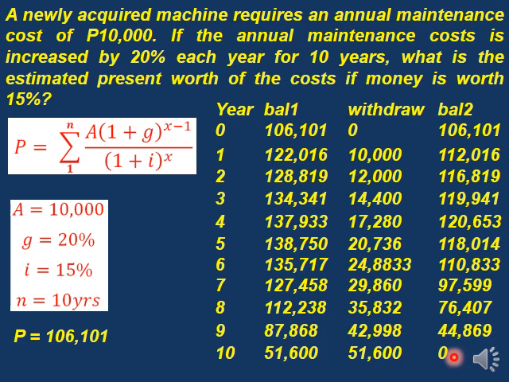Now, as you can see, the only amount of money that you have now is only 106,101. No more, no less. That is the only amount of money that you needed in order to provide all the maintenance costs from year 1 up to year 10. That is what is meant by the present worth of the maintenance cost, meaning the amount of 106,101 is equivalent to 10,000 for the first year, increasing 20% for each year for 10 years, for a worth of money of 15%.